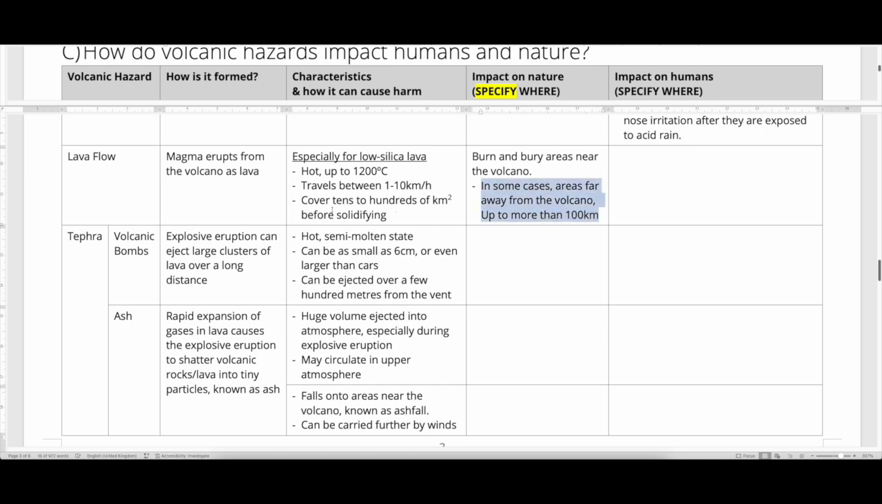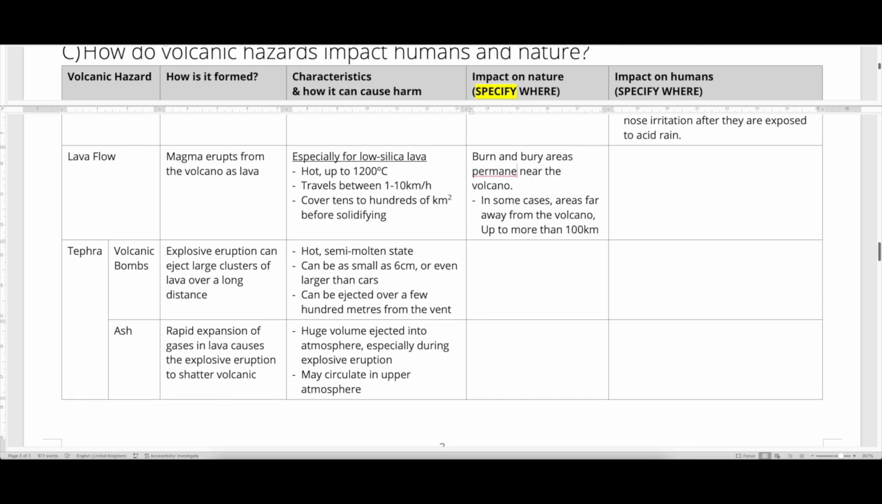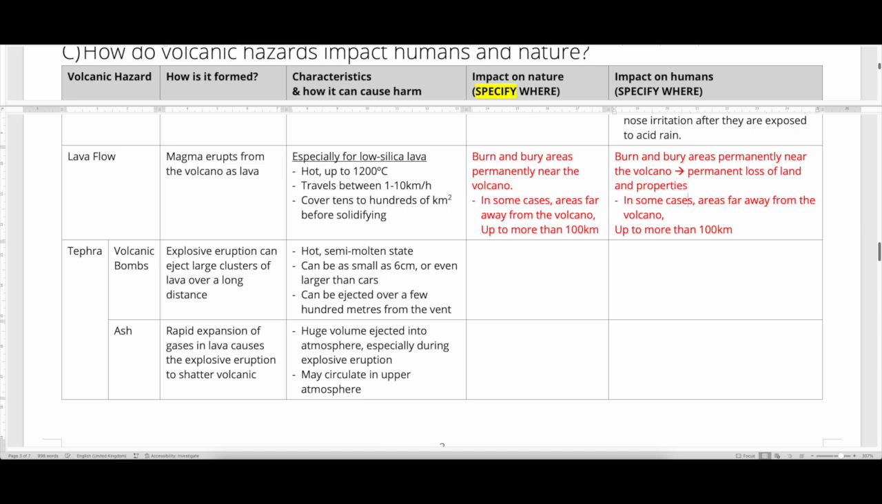As you can see, it can cover a huge area before it solidifies. And of course, when it buries the area, it buries the areas permanently, right? Because the lava will solidify, so it's going to harden. There's no way you can easily remove the rocks and recover the nature that was there. Likewise for humans, you burn and bury areas. So what happens is actually permanent loss of land and properties.